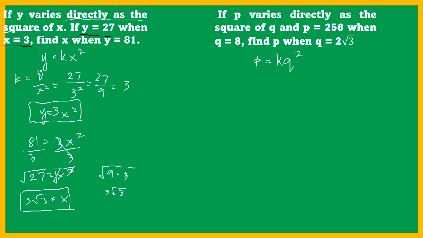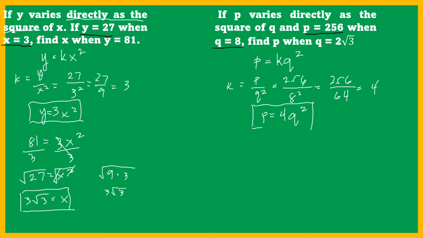So this is the standard form of the equation of variation. Then solving for K, we have P over Q squared. And then by substitution, gagamitin natin yung una nating given, which is P is 256 and Q is 8. So by substitution, we have 256 divided by 8 squared. And that would be 256 divided by 64. Now, in this case, 256 divided by 64 is equal to 4. So, our constant of variation is 4. So, we can now have our equation of variation, which is P is equal to 4Q squared. So, this is our equation of variation.